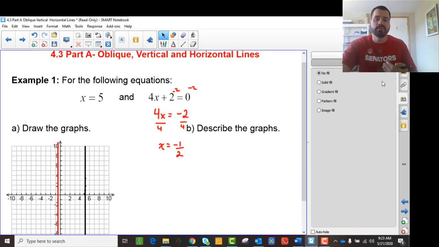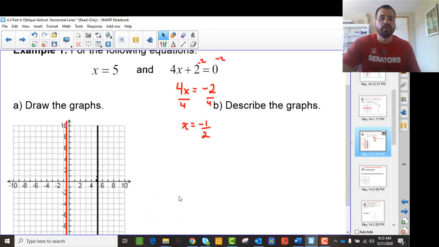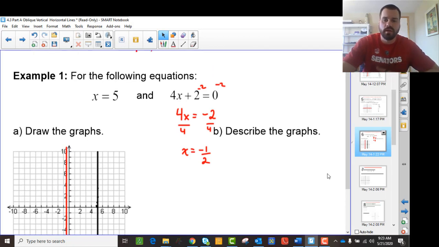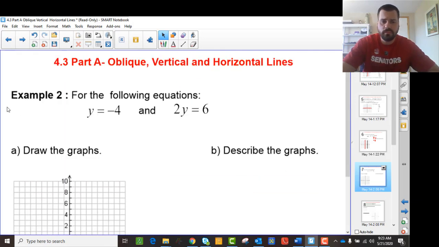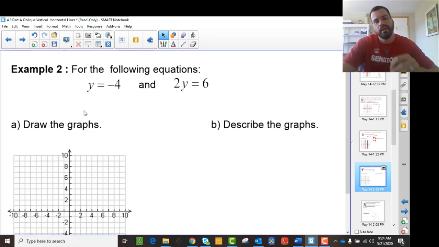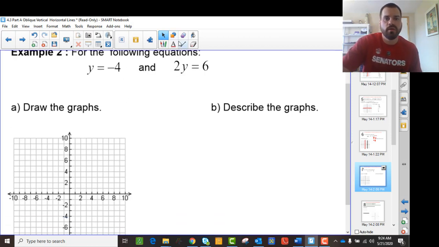Okay, in both cases, when it says describe the graph, they're vertical lines. And they're vertical lines at x equals 5 for the first one, and for the second one at x equals minus 1/2. But again, because there's no y, we know that it's a vertical line. Okay, so very important to recognize that. Now, if we look at these ones, same idea, but it's y equals now. So whenever we see y equals, we said it's horizontal. So we should recognize that y equals minus 4 is just going to be a horizontal line at y equals minus 4.